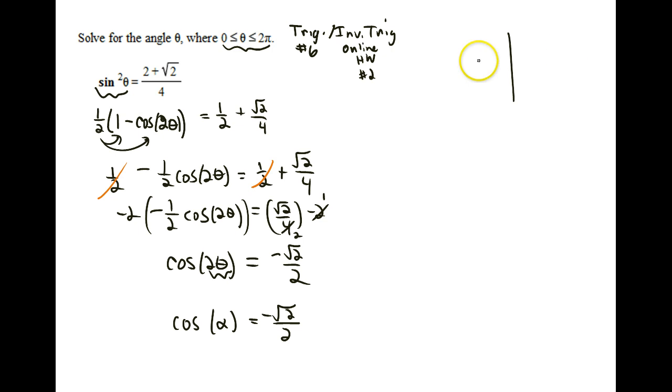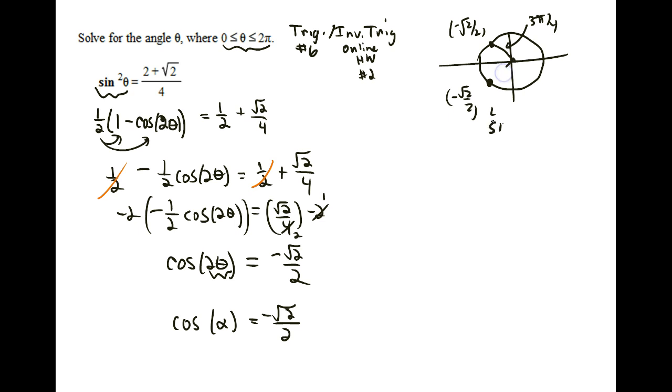Okay, on your unit circle, cosine negative root 2 over 2 would be at these 2 points, negative root 2 over 2 for x. Those 2 points correspond to 3 pi over 4 and 5 pi over 4. Now here's the problem. When you have double theta, you're going to have to do another rotation. So we have these answers that alpha is equal to 3 pi over 4 and 5 pi over 4.